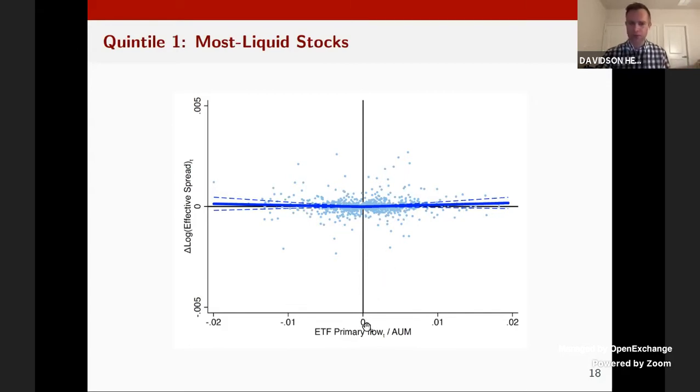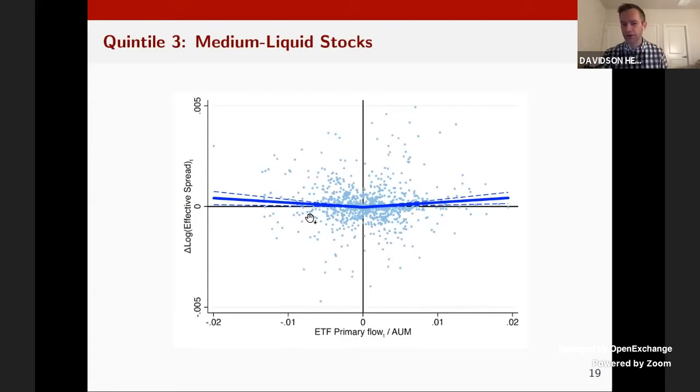Here's the relationship between that big aggregate measure of total ETF primary flows that I showed you, the expanding graph with creations and redemptions, and their subsequent liquidity, their effective spread, for the most liquid stocks. You can do this in log spreads, you can do this a bunch of different ways. There is literally no significant effect there.